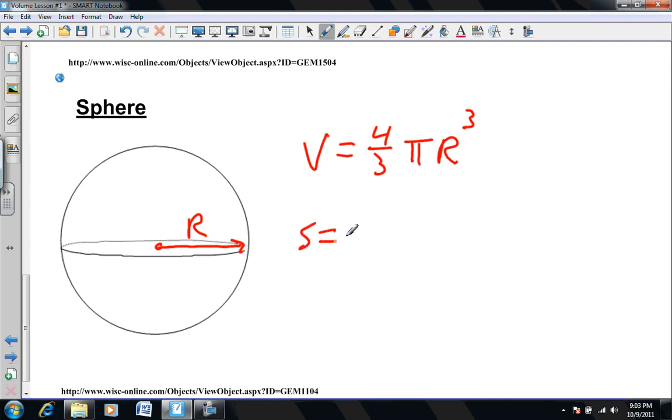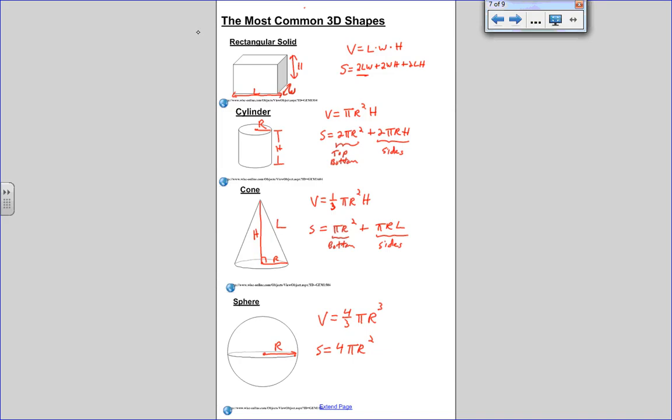The surface area can be found by taking 4 times pi times radius squared. That'll tell you how many squares it takes to cover the sphere. And that's all you really need to know about a sphere. So these are the formulas that you really need to know.